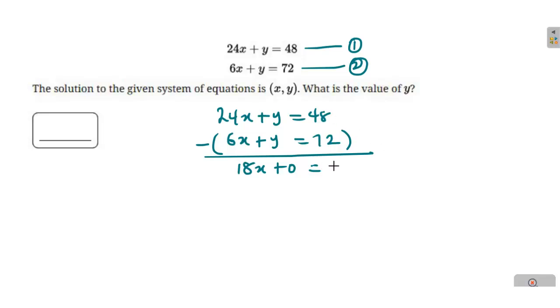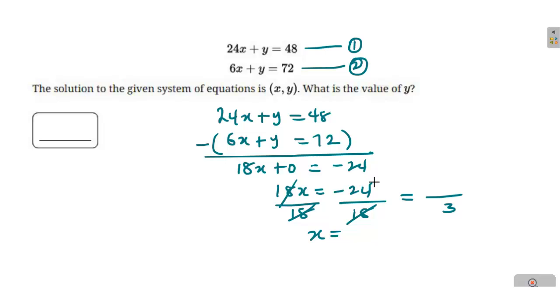And that will give us minus 24. So 18x is equal to minus 24. Then for us to get x, we divide both sides by the coefficient of x, which is 18. This cancels this. So x is equal to minus 24 divided by 18. Let's do it this way: 6 in 18, that is 3; 6 in 24, that is 4. So x is minus 4 over 3.